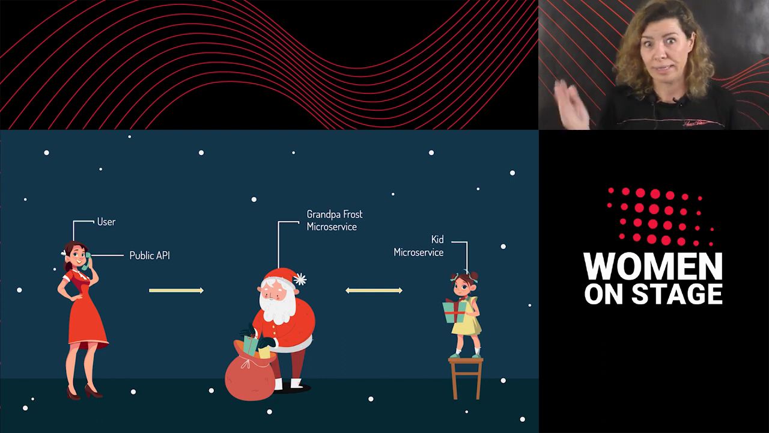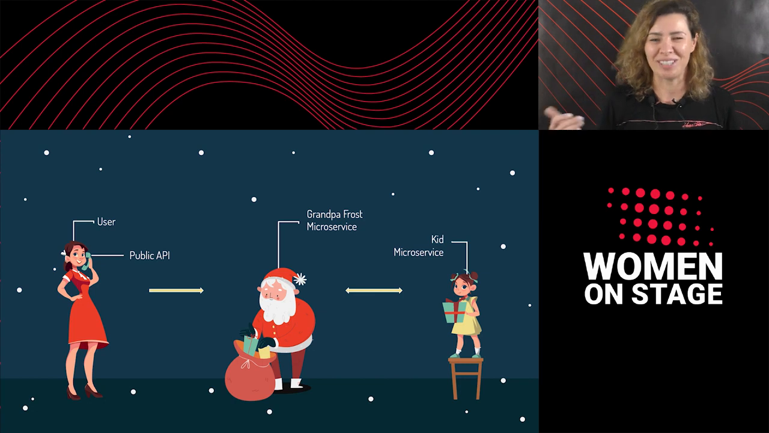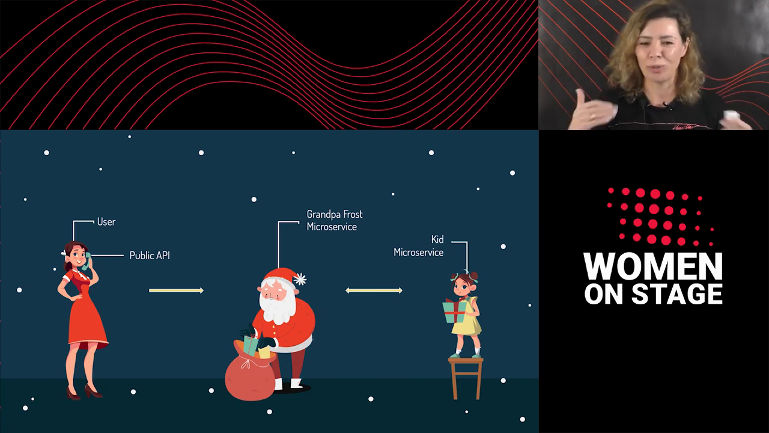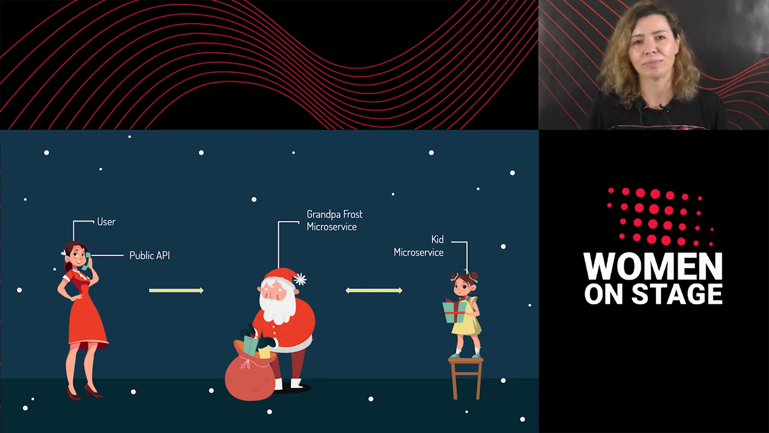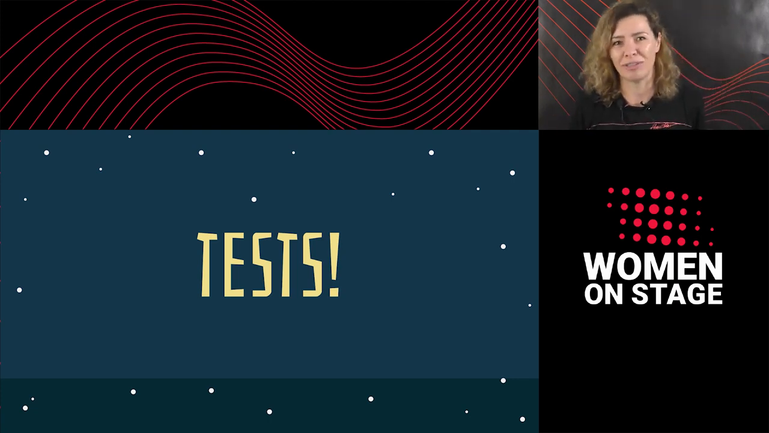We have here a kid microservice and a Grandpa Frost microservice. My mom is a user. She's using a public API, a phone, to communicate with Grandpa Frost. Before this application goes to the cruel production world, it must be tested, well tested. We really don't want to upset mom because her child didn't receive a gift.